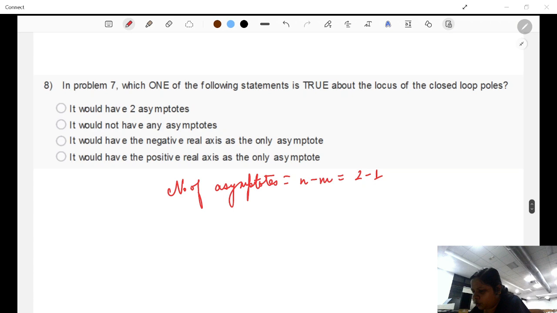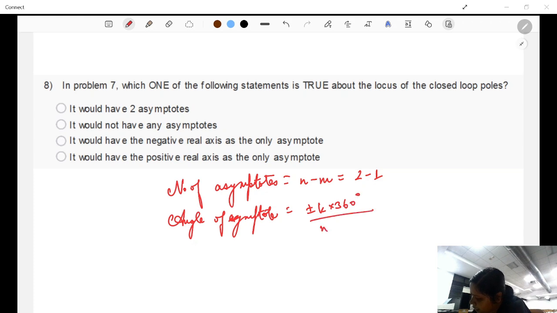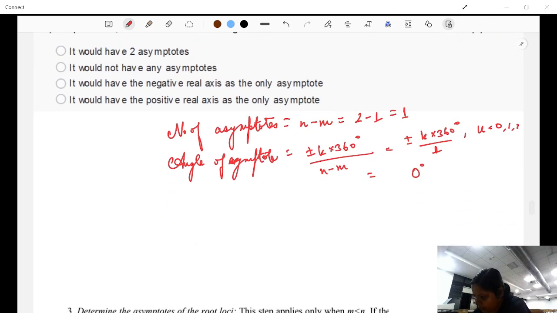Now, if you have one asymptote, you would have to find the angle. Angle of asymptote is plus minus k into 360 degrees upon n minus m. Here n minus m is anyway going to be 1, and k can range from 0, 1, 2, and so on. Since the number of asymptotes is only 1, we'll just have to deal with one value, and it would directly be 0 degrees. So the complete positive direction of the real axis is where the asymptote is going to lie. So the complete positive x-axis serves as an asymptote.